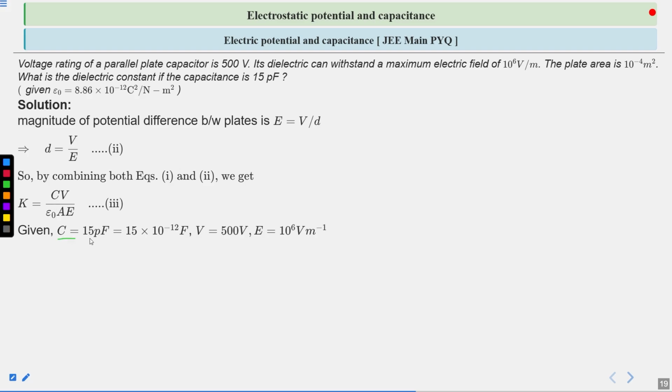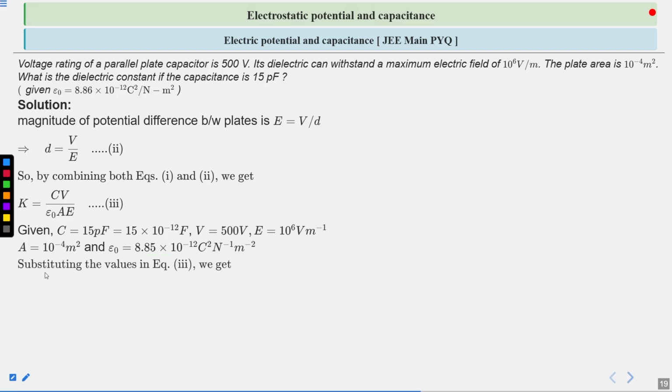Now C is given as 15 picofarad, which is 15 times 10 to the power minus 12 farad. Voltage V is given as 500 volt. The maximum electric field limit is given as 10 to the power 6 volt per meter. The area is given as 10 to the power minus 4 meter square. The value of epsilon naught is also given.